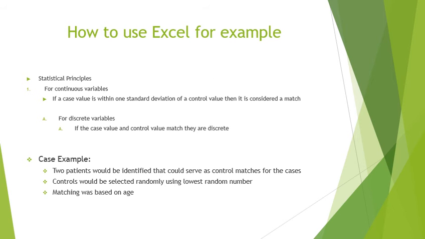In our sample case, we will be using two patients who will be identified as control matches for the cases. Controls will be selected randomly using the lowest number. In our data set, if a case value is within one standard deviation of a control value, then it's considered a match. If a case value or control value are purported, these are known as discrete.